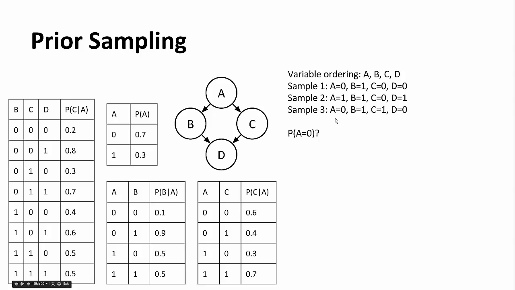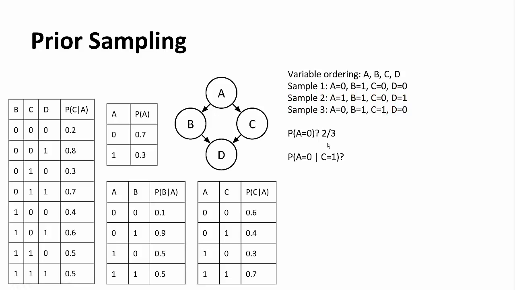The way to do this is very simple. Basically, we go through and count the samples where A equals 0 and then divide by the total number of samples. Here in green are the samples where A equals 0: sample 1 and sample 3. So we have 2 samples where A equals 0 divided by the total number of samples, so we estimate this probability to be 2/3. Alright, very simple.